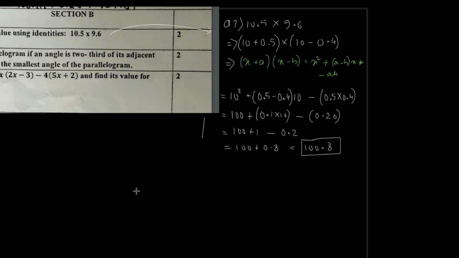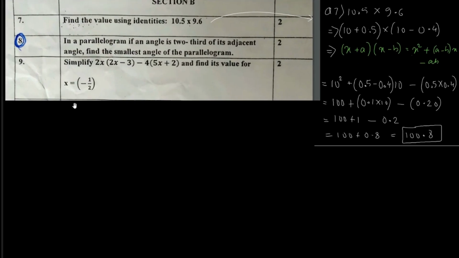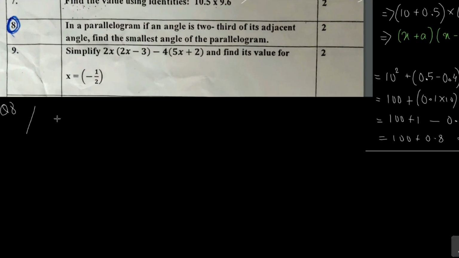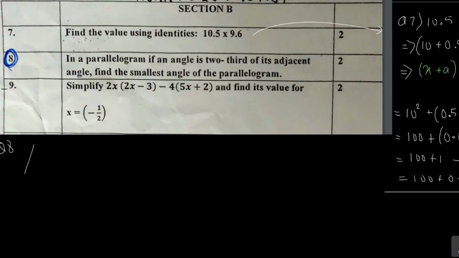Okay, let me just redo this. I don't need this one, I'm just going to use here one. Now let's look at the second question. The question says, in a parallelogram, if an angle is 2/3 of its adjacent, find the smallest angle. So now let me just draw for question number 8. Let me just increase the size. I'm going to draw a parallelogram here.